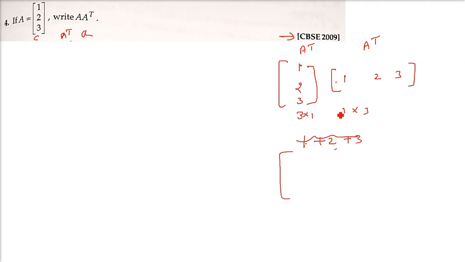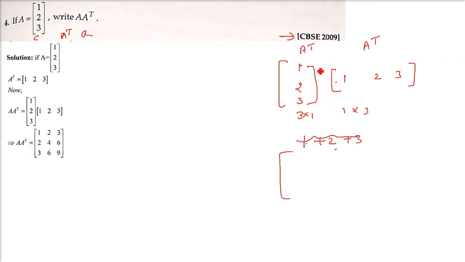You just have to see that the result should come in 3 cross 3. So let me show you exactly what we are going to do. 1 into 1 will be 1, 1 into 2 will be 2, 1 into 3 will be 3. There is nothing for other additions. Then 2 into 1 is 2, 2 into 2 is 4, and 2 into 3 is 6. Now 3 into 1 is 3, 3 into 2 is 6, and 3 into 3 is 9. This is the final result.